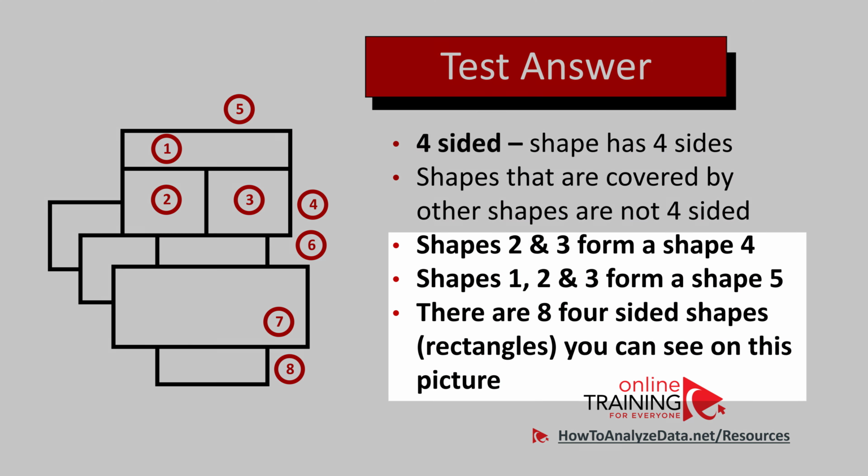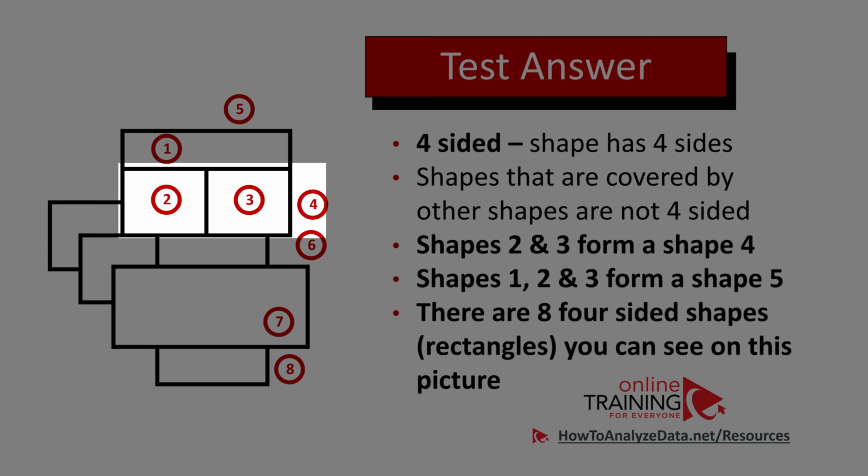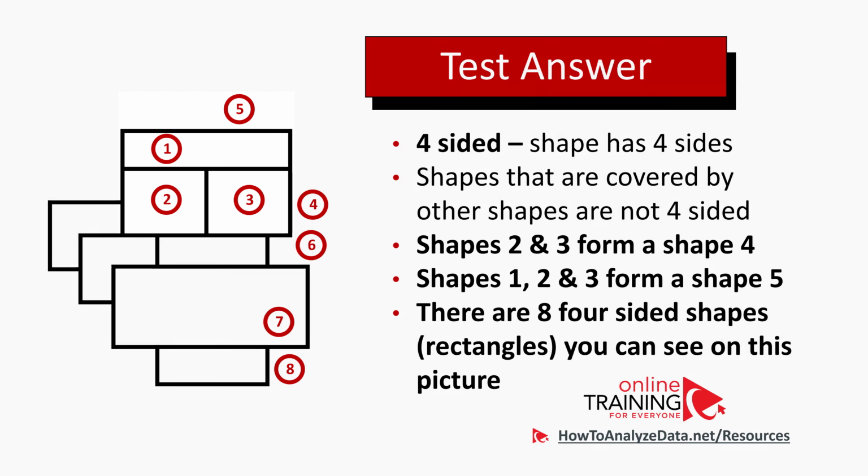Let's look at inside shapes that form another shape. Shapes 2 and 3 form shape 4, and shapes 1, 2, and 3 form shape 5.